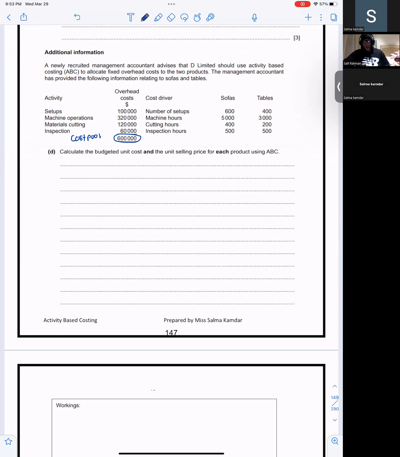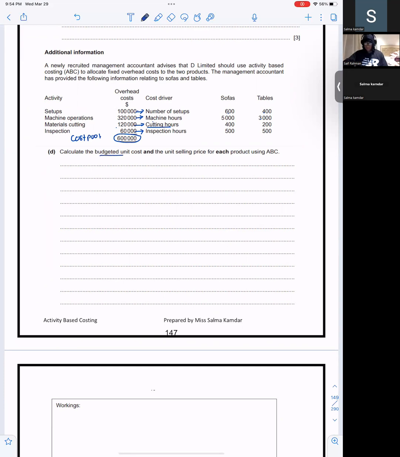What is the cost driver? Cost driver is number of setups, machine hours, cutting hours, inspection hours. So setups will be divided in the ratio of 600, 400. Machine operations will be divided in the ratio of machine hours. Cutting will be divided in the ratio of cutting hours. Inspection will be divided in the ratio of inspection hours. What do they want me to find?